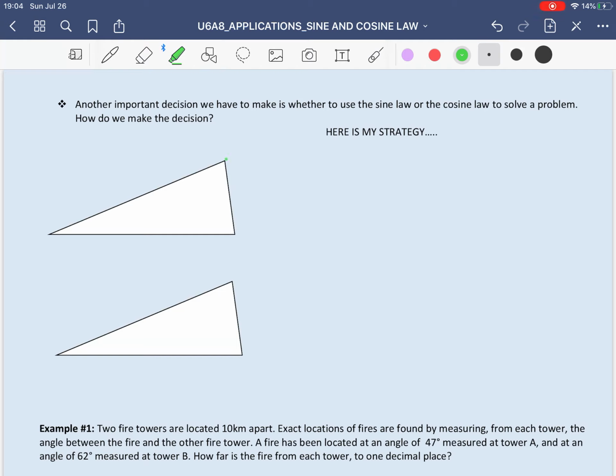Case number one is when we are given two sides of a triangle and we are also given the angle in between. Remember that I called this the crocodile's mouth, where the two sides represent the jaws and the angle is between the jaws. That's when we use the cosine law, and normally you would use the formula for the side length, which is c squared equals a squared plus b squared minus 2ab cosine of angle C.